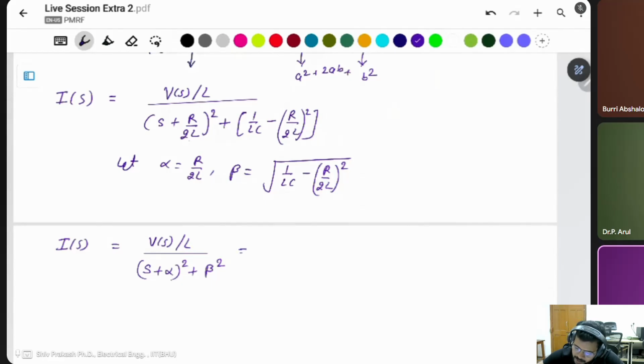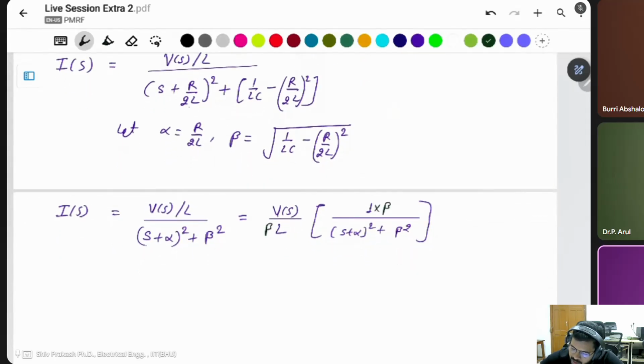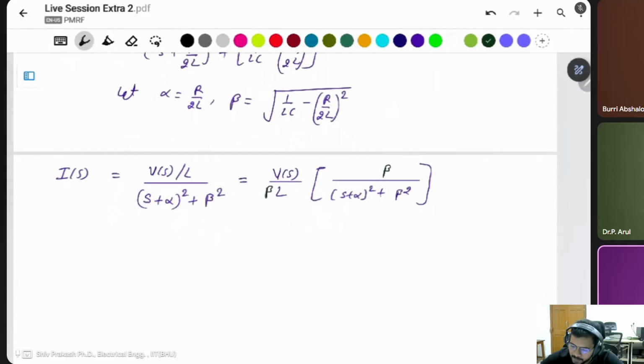It means this one is Vs by L, 1 divided by s plus alpha squared plus beta squared. It means 1 divided by a square plus s square plus something b square. Simply, you can do multiplication of beta and division of beta, and then this will be beta divided by s squared plus beta squared.